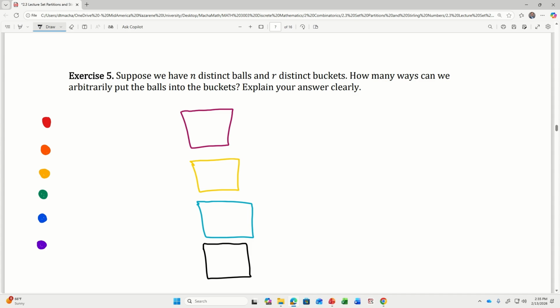I guarantee you're probably overthinking this problem. So let's think. When I have the red ball in my hand and I'm deciding which bucket to place the red ball in, how many choices do I have? 4. 4 choices. Okay, so I place the red ball. Then I move on to the orange ball. I have the orange ball in my hand. How many places can I place the orange ball? 4. And then whenever I have the yellow ball in my hand, how many options do I have? 4. When I have the green ball, there's 4.